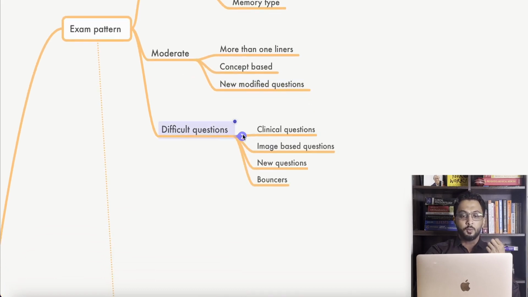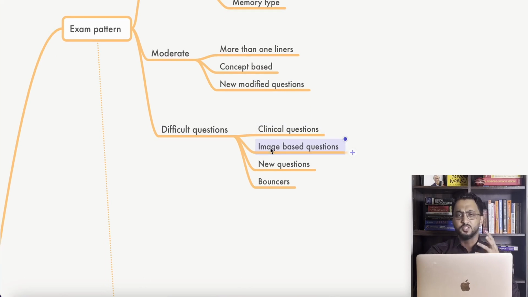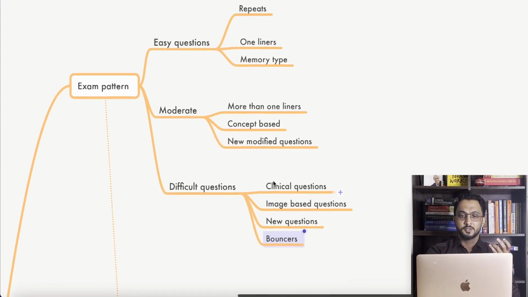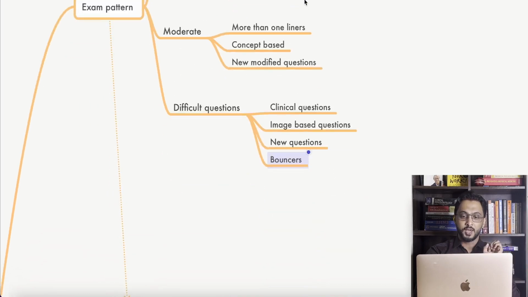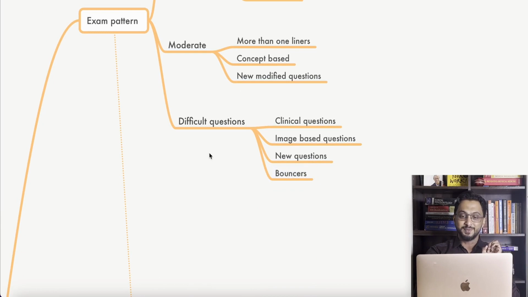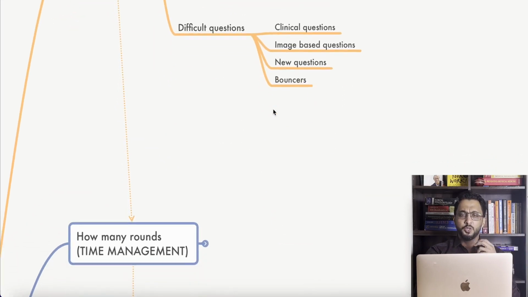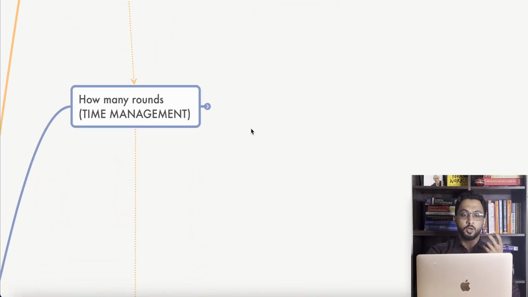Now, what are difficult questions? Clinical case-based questions, image-based questions, all these are new. New questions, which are not modified versions but actual new questions. Then absolute bouncers. So please understand, you get all these kinds in the 240 questions you get in the exam. So you should be able to tackle each one of them.